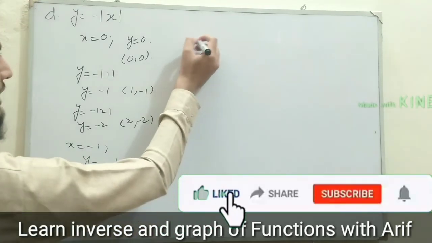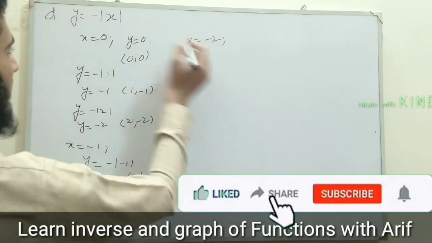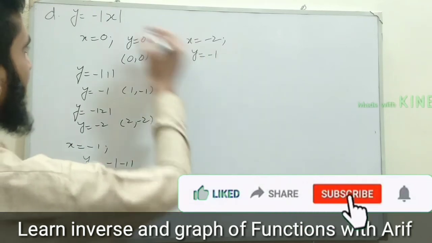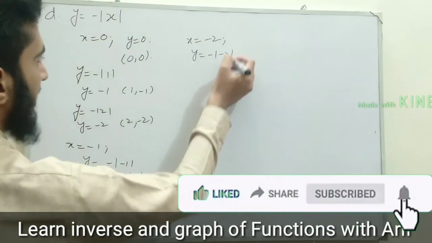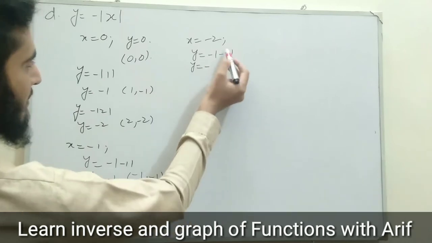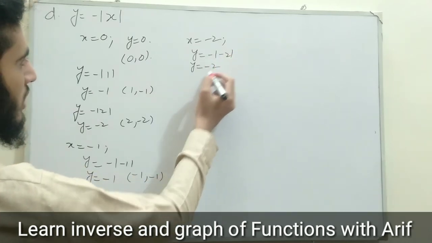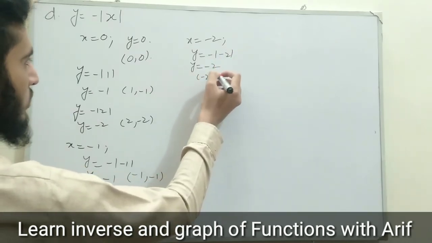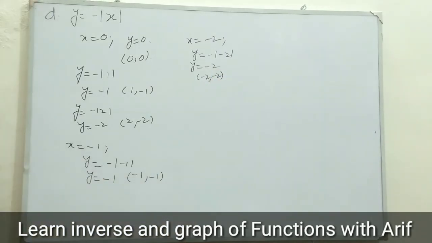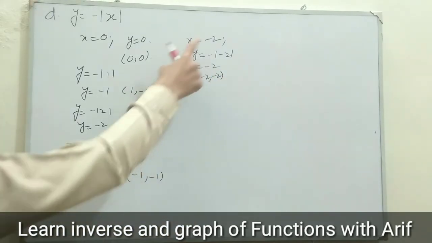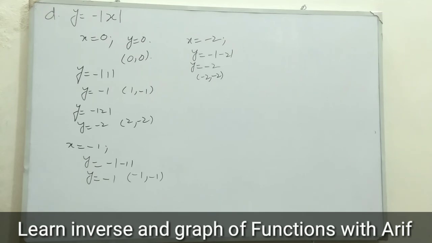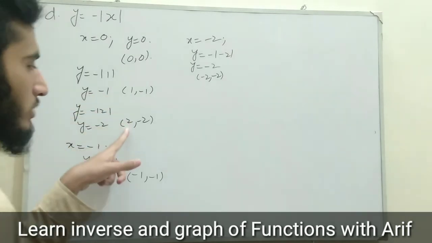Now let's suppose I put x is equal to minus 2. So it becomes y is equal to minus time of absolute x. So x is minus 2. So it becomes y is equal to minus time of absolute minus 2, which is equal to minus 2. So at x is equal to minus 2, the value of y is equal to minus 2. So this is minus 1, this is minus 2, and here we put x positive 1 and here x is equal to positive 2.